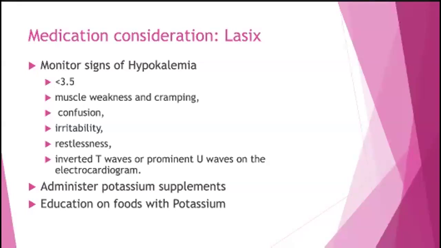An important link with digoxin. Low potassium makes digoxin toxicity more likely and more dangerous. If a child is on both, we need to monitor extra close. We can do potassium replacement with supplements or by encouraging potassium-rich foods such as bananas, potatoes, oranges, spinach, and beans.